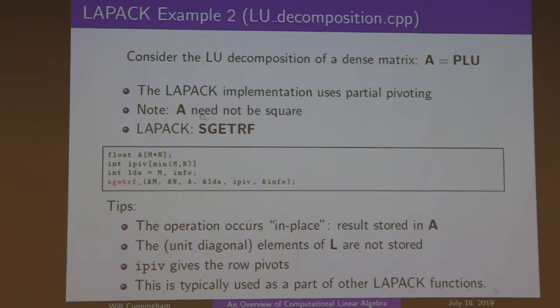It's important to note that you don't need to have a square matrix to do this. You can do it with a rectangular matrix. Very simple to do this operation. You don't have very many other variables. You just have this pivot vector, which will tell you which rows were exchanged with each other. It occurs in place, meaning you don't need to have extra memory. So if you have a very large matrix, this is good because you don't need to have extra memory available for your result.